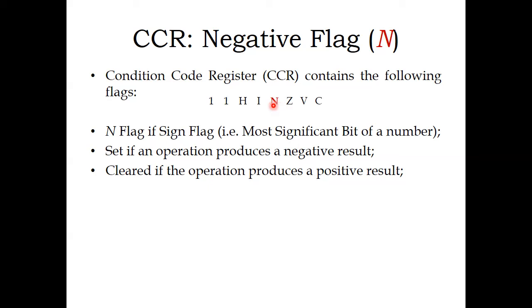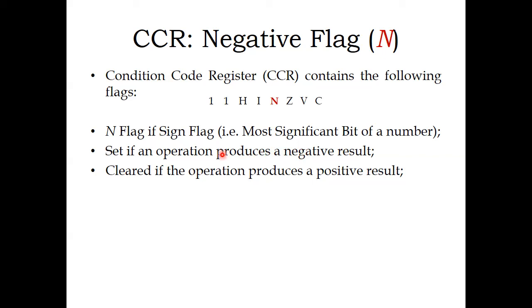So the N flag is also called the sign flag. That means it actually depends on the sign of the number. Meaning, if the number is negative, the N flag becomes set. Okay, the N flag is set. So how do I know whether the number is negative? We mentioned that the N flag depends on the most significant bit of a number. What is the most significant bit? The very leftmost bit.